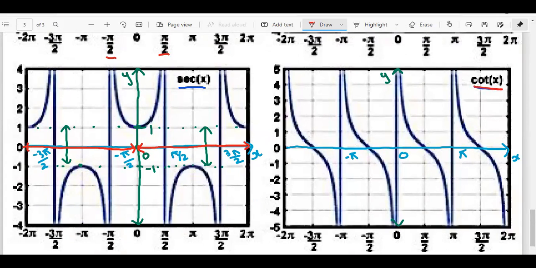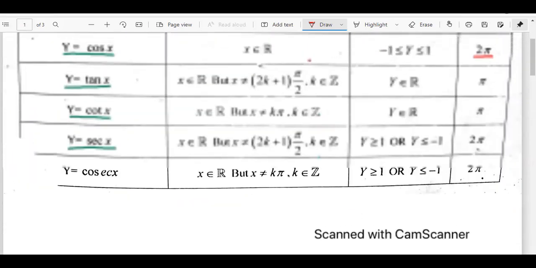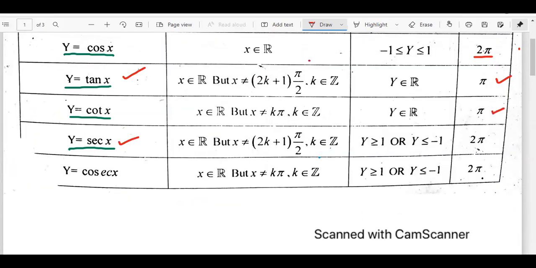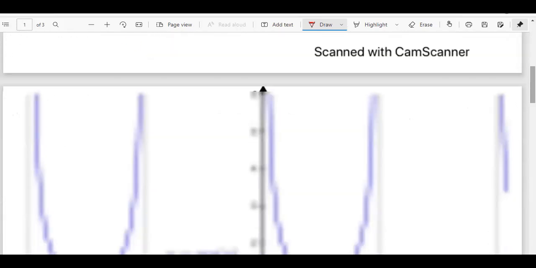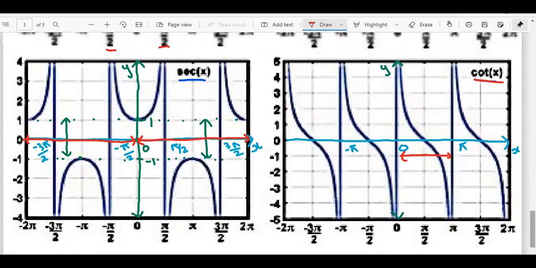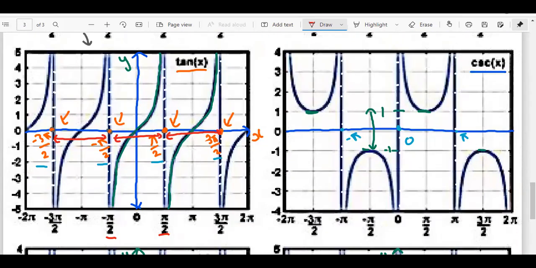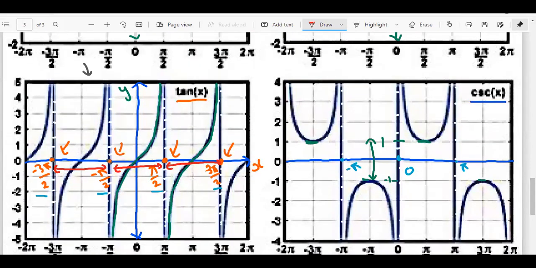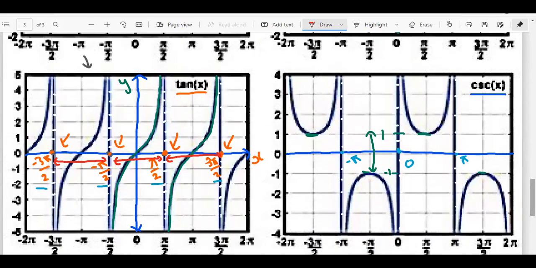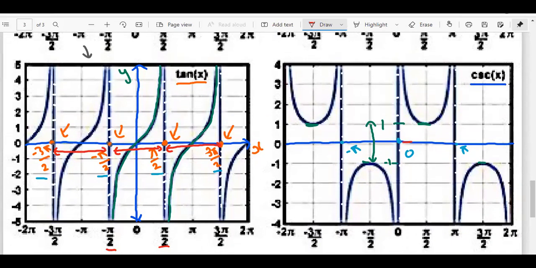Let's see what's happening for cotangent x. What do you think? What is happening for cotangent x? The repetition is happening after pi. Very good. Excellent. Okay. So for cotangent, we have pi, and for secant x, we had 2 pi. And let's see, what do we have in case of cosecant x? All right, here it is. And yes, what do you think? This is also 2 pi. Very good.